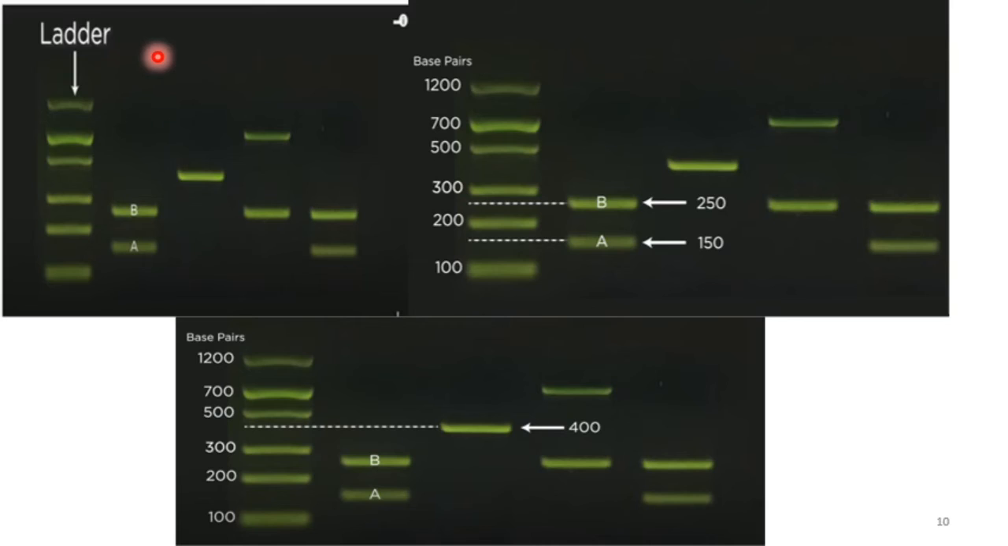So this is how it looks after visualization. Here we have a ladder which contains DNA of known sizes. This will act as a ruler for us to rely on. So as I said, the smaller the DNA fragment, the faster the migration.